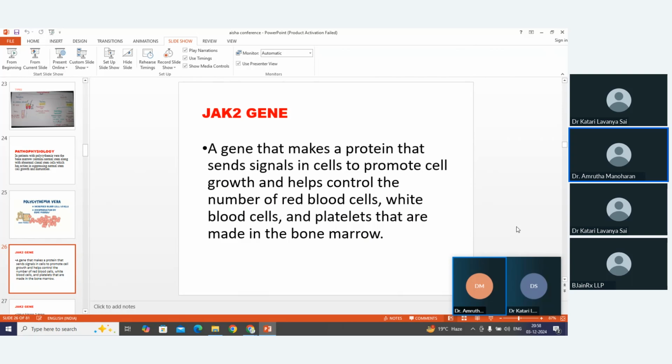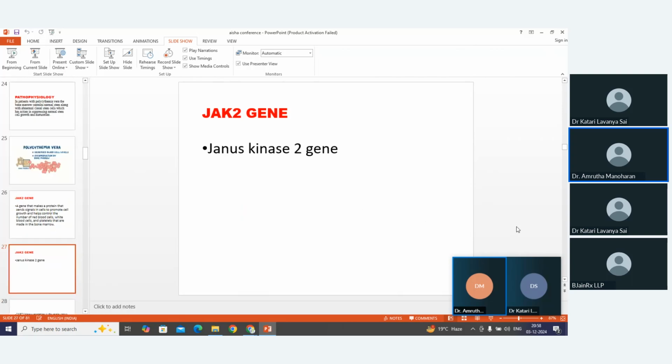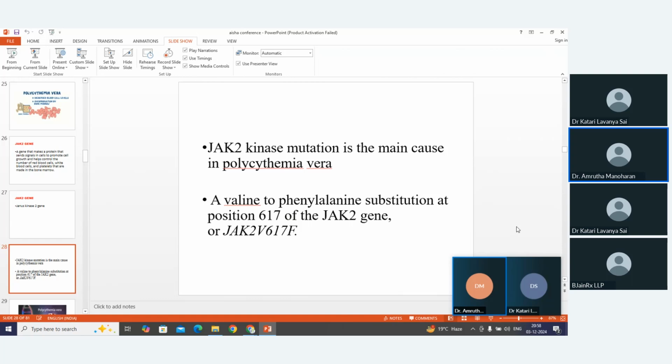So this is the picture. Next slide, please. This is the picture of polycythemia, where a mutation occurs in the JAK2 gene. Slide number 29. Next slide, please. Polycythemia, and you can see the JAK2 gene location on the next slide.